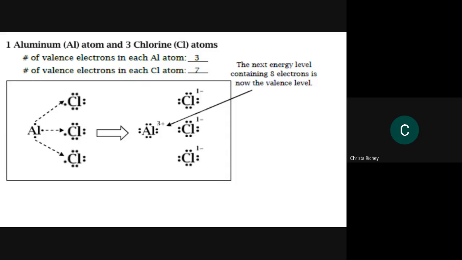Chlorine, how many dots does it get? 1, 2, 3, 4, 5, 6, 7. What is chlorine's charge on the top of the periodic table? Minus 1. It's in group 7. Everything in group 7 is going to end up being a negative 1 charge, right? So even though it shows you over there, how many negatives do I need for each positive? 3. So I'm going to need 3 chlorines.